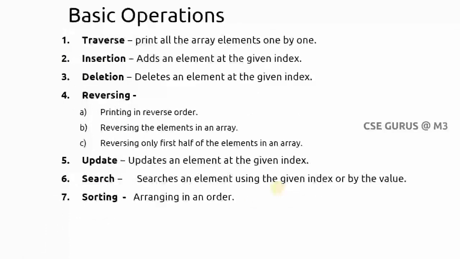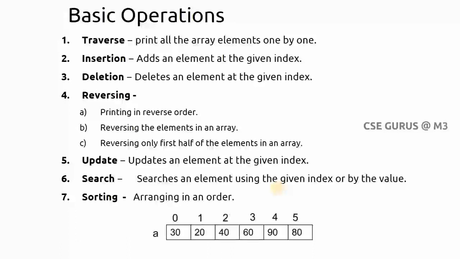Now we'll see the questions. The first one, what is traversing? Printing all the array elements one by one. Traversing in the sense that whatever elements you have given as input, those have to be printed. So we'll see how to print that. Let us suppose I give these elements as input, I have to print those elements only.